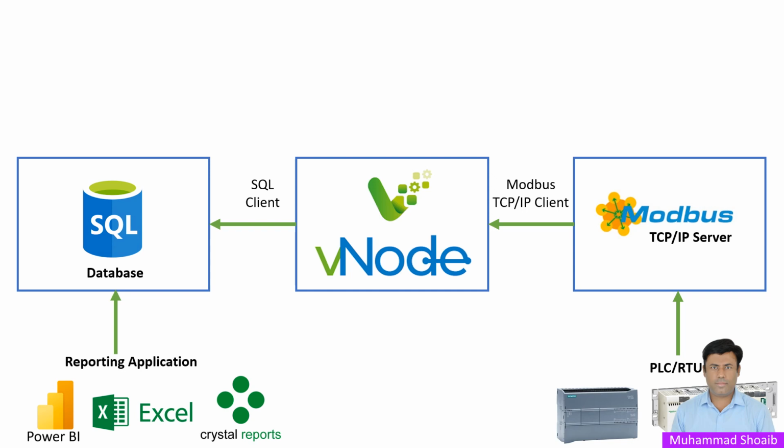Suppose any of your controllers is communicating over Modbus TCP. So it works as a Modbus TCP server, and vNode works as a Modbus TCP client. It will communicate with your controller, and in the other direction the SQL database will communicate with vNode. This is just one use case. You can use many methods and many ways. Okay, so let's see how we can configure vNode.